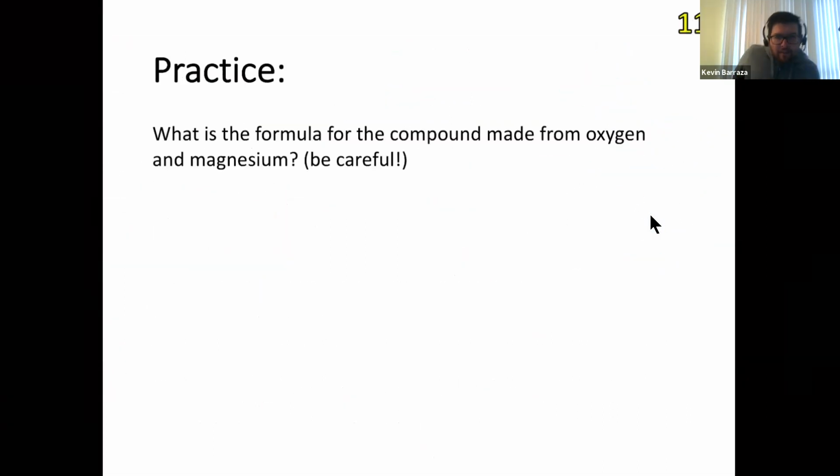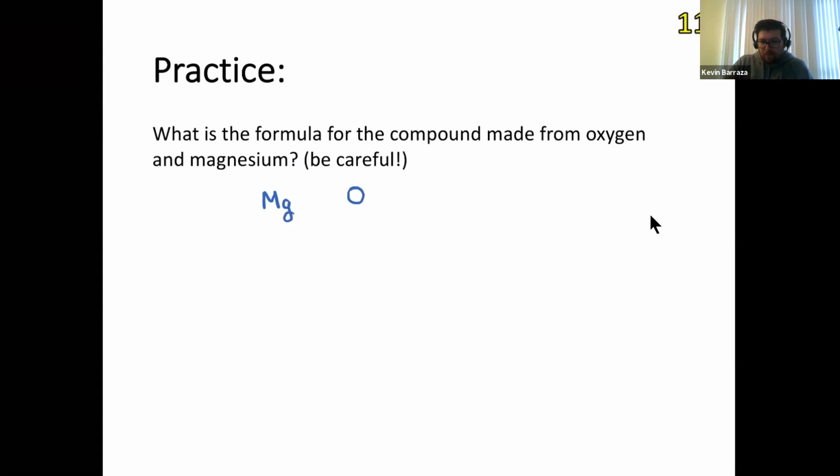Now, another question: what is the formula of the compound made from oxygen and magnesium? This is going through the steps. Can we do it one more time, this time with 2 different elements? Actually, one of them is the same. So do it with me. Oxygen and magnesium. Remember, there is an order for this. Metals or positive ions go first. So we're going to put Mg and we're going to put O.